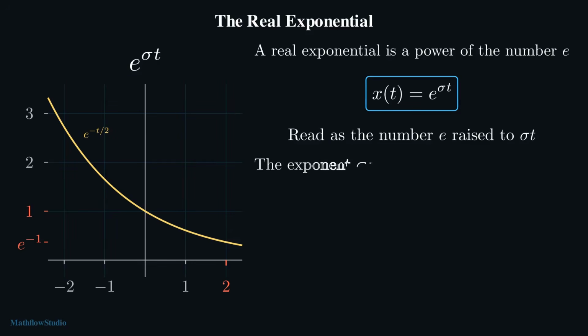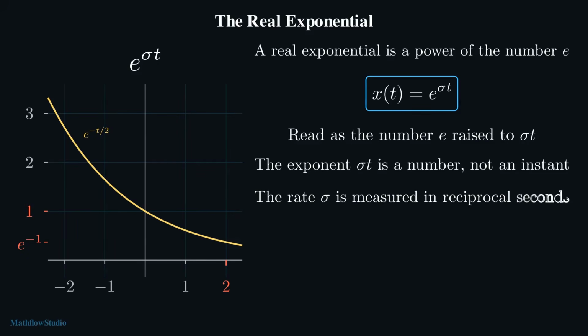A rate multiplied by a time carries no units, so the exponent is a pure number rather than an instant. The rate is therefore measured in reciprocal seconds. The drawn curve has a rate of -1/2. The curve is 1 at the origin and 1 over the number e at the instant 2.